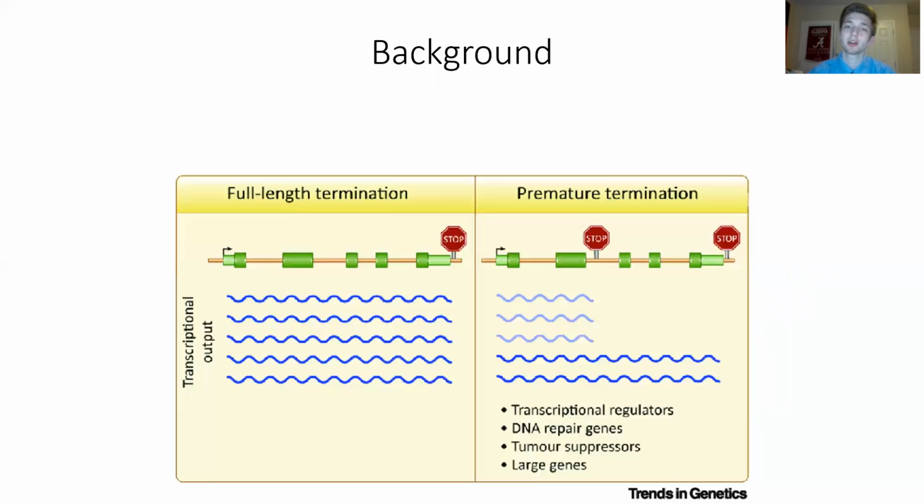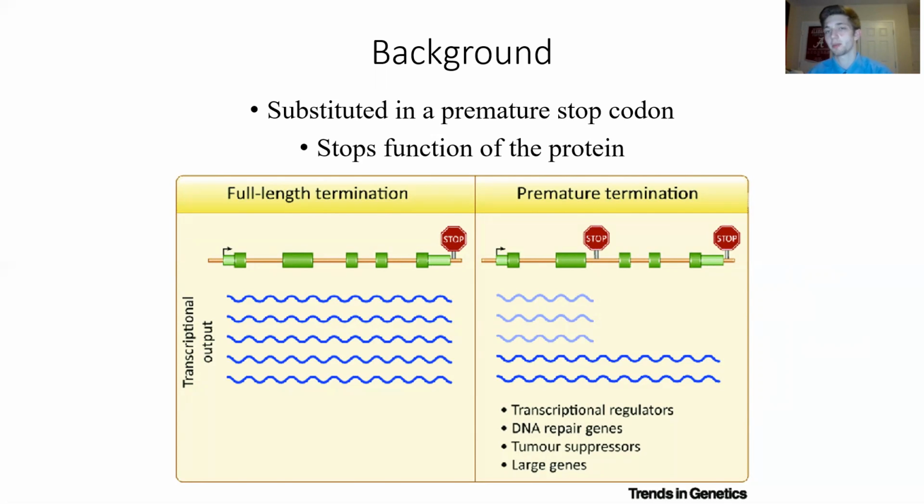And when I say non-functional, some of you might wonder quite what that means. So I substituted in a premature stop codon, which stops the function of the protein. As you can see on the screen, to the right, you have this extra stop that's just in the middle of that sequence, and it stops the entire DNA sequence from being read, which when you have something that's a half or a third of the size, it's not really going to be able to function.